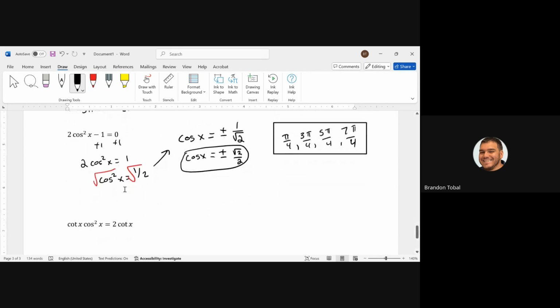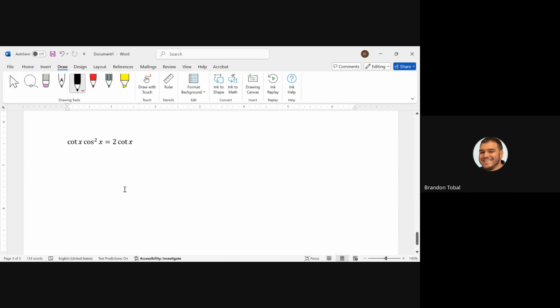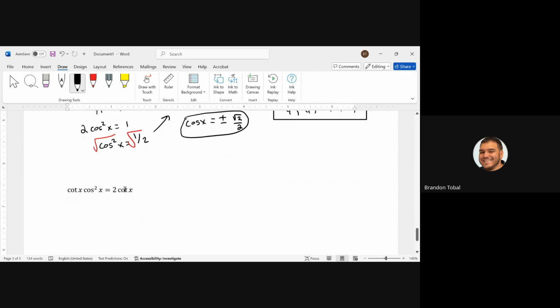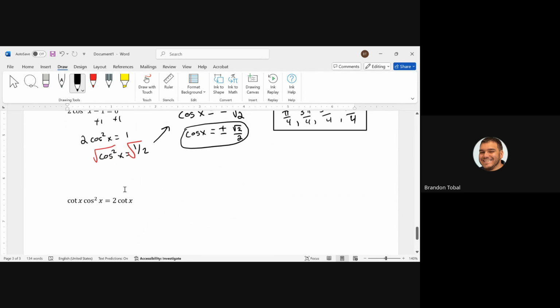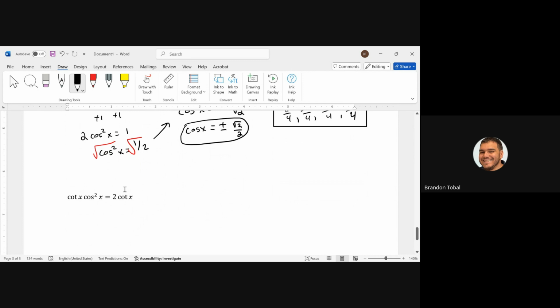Let's tackle this last one. This is the last one. Remember, our goal is to get the trig by itself. But what's weird about this is I have a cotangent and a cos. Well, let's see what I could do. This is 2 cotangent x.